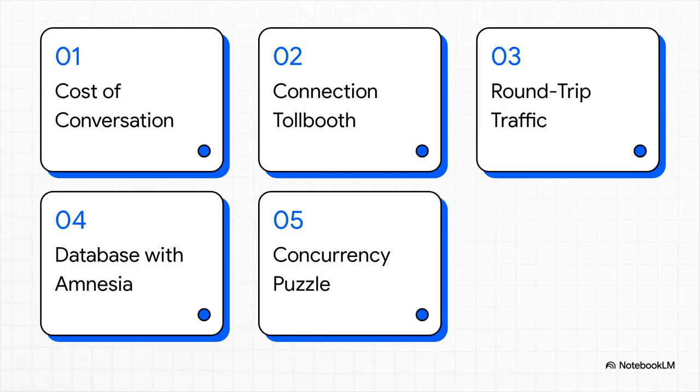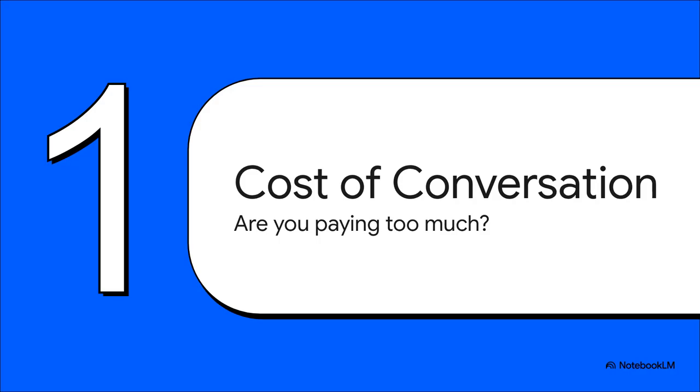All right, so here's our game plan for getting that refund. First, we'll talk about the high cost of just talking to the database. Then, we'll hit the connection toll booth, navigate the round-trip traffic jam, deal with a database that has amnesia, and finally, we'll solve the concurrency puzzle. Okay, first up, the high cost of conversation.